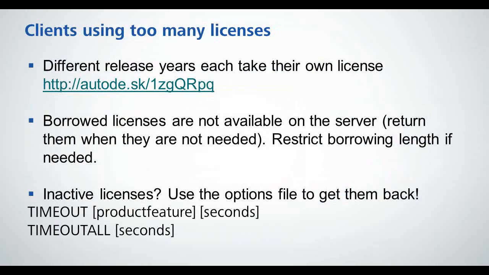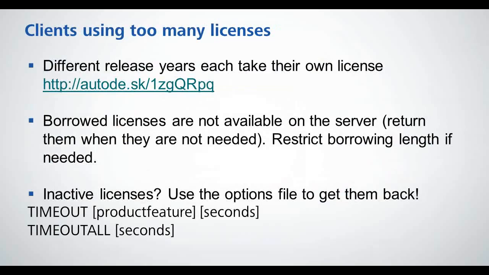So if that's a concern, you probably want to restrict the borrowing length of your licenses. By default, it's 6 months. That's pretty long for a license to be borrowed for. You can use an options file to restrict how long you're borrowing for. We'll go into options files a little bit in another slide, but that may be something you want to put in your environment.